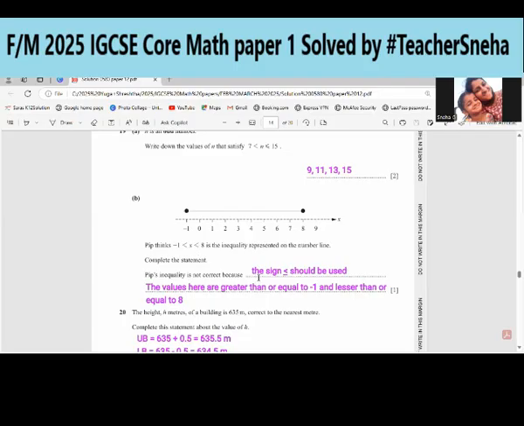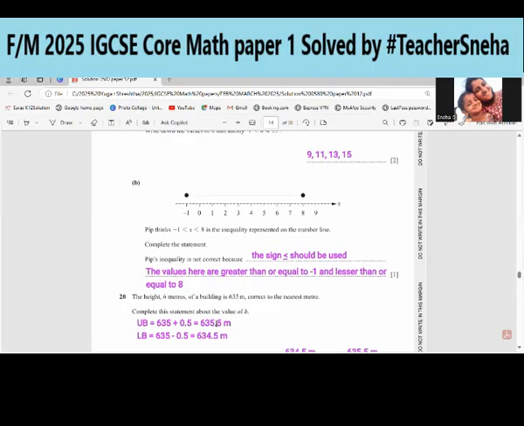So we write an explanation. The sign greater than or equal to should be used. The values are greater than or equal to -1 and lesser than or equal to 8. This is what is represented by the inequality.